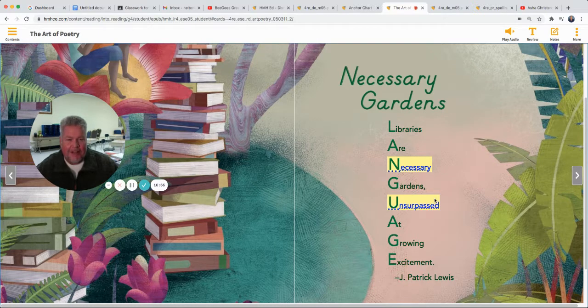But let's get past all that and let's talk about the meaning of this poem. Necessary gardens. Libraries are necessary gardens, unsurpassed at growing excitement. What in the world does that mean? Well, first off, I see some figurative language here, don't you? It calls libraries necessary gardens. That's a metaphor, isn't it? It says libraries are gardens. They're necessary gardens. So how can a library be a garden?